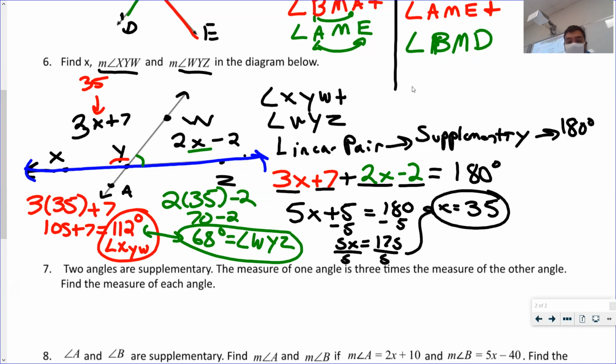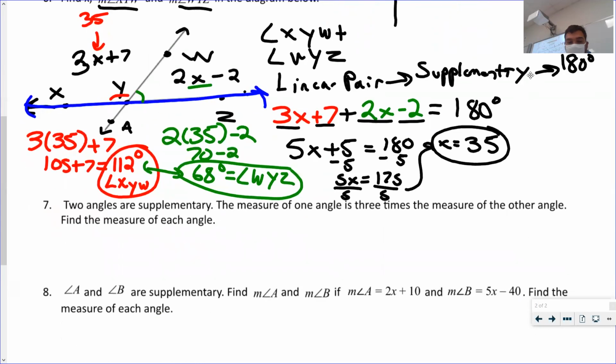All right, I'm going to scroll down. Keep this part up on the page. If you ever have to move your little camera, just move it. Let's talk about number 7. Two angles are supplementary. The measure of one angle is 3 times the other. Find the measure of each angle. All right, so there's a couple key words here. One, supplementary. And the other one, 3 times the measure of the other. Okay? So supplementary, you need to remember this. Supplementary means it adds up to 180.